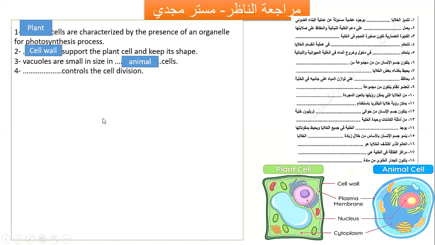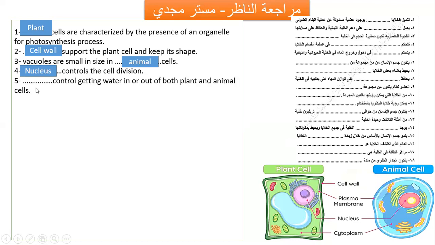Okay. Number 4. What controls the cell division? Here, what is this? It's nucleus. So nucleus control the cell division and making proteins.